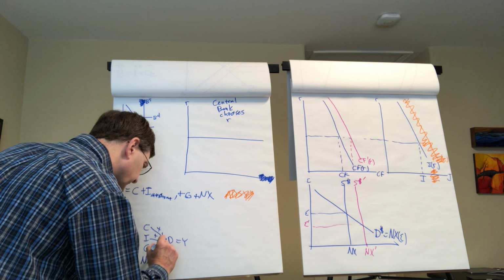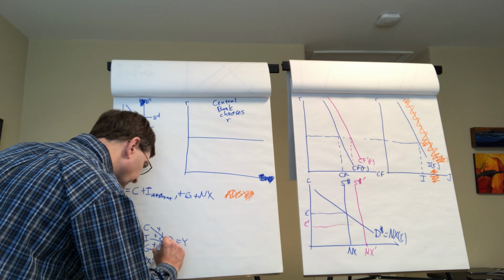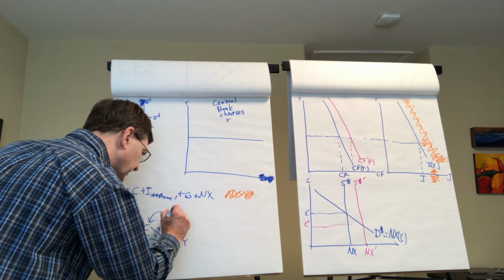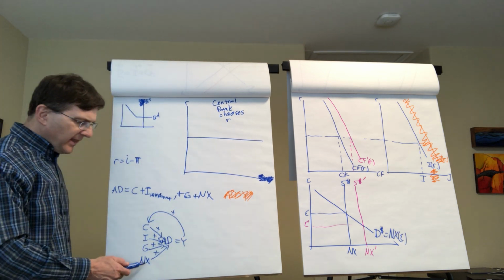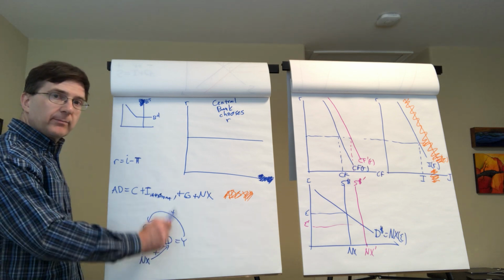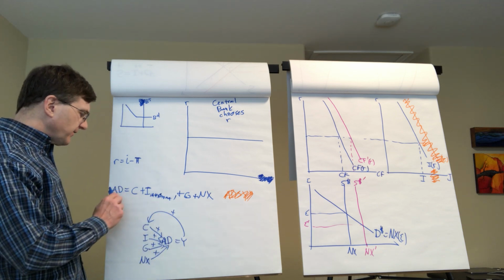This means a positive effect. That is, if these go up, aggregate demand goes up. And then we've got our Keynesian multiplier. So net exports went up. That makes output go up. That makes consumption go up in second and third round effects.